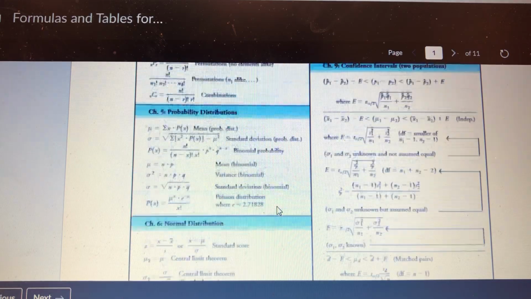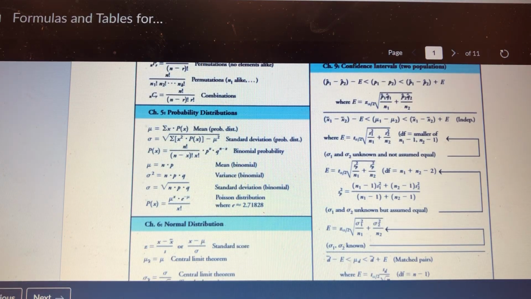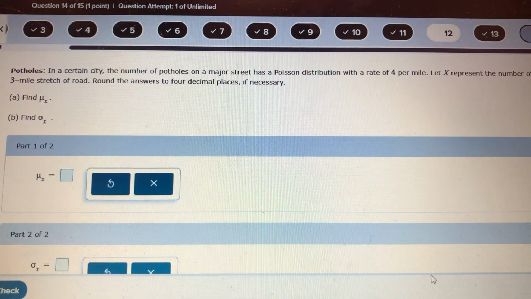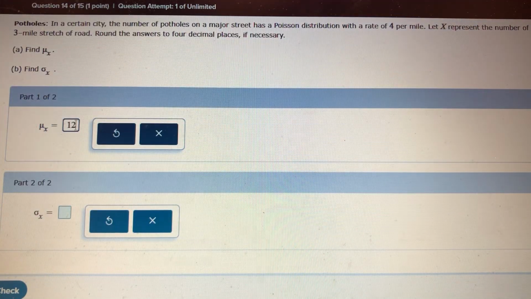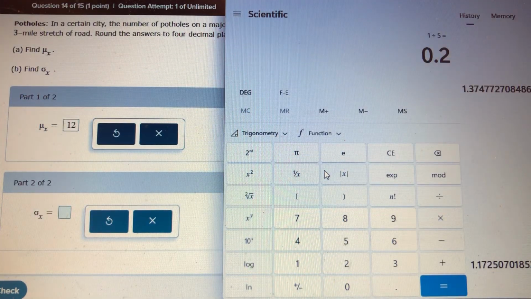It's not, but it's easy actually. The mean of a Poisson is literally the lambda, but you just got to watch out if it's switched units. 4 per mile, they want it per 3 miles. So then you just got to multiply by 3. The mean would have been 4, but it got multiplied by 3, so it's 12. And then if you do the square root of that, that's the standard deviation.